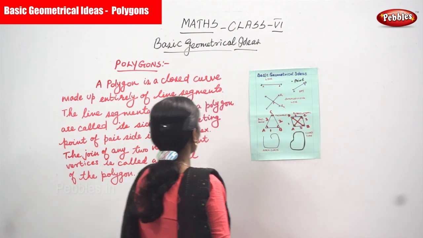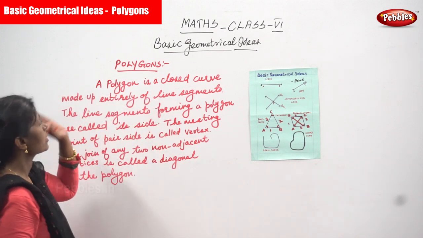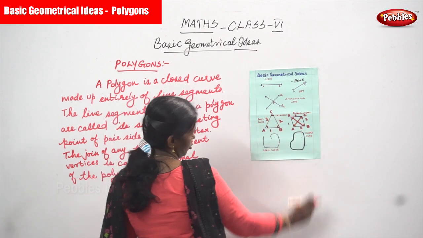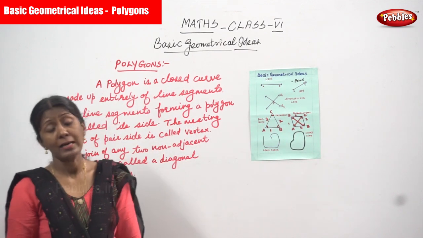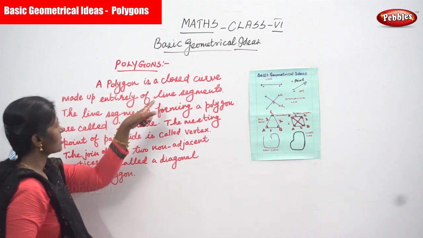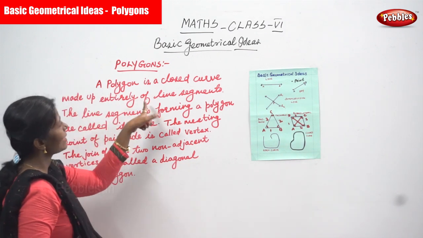Now we are going to see what a polygon is. A polygon is a closed curve. This is a closed curve and this is also a closed curve. I have told you that in maths a curve can also be a straight line. A polygon is a closed curve made up entirely of line segments.